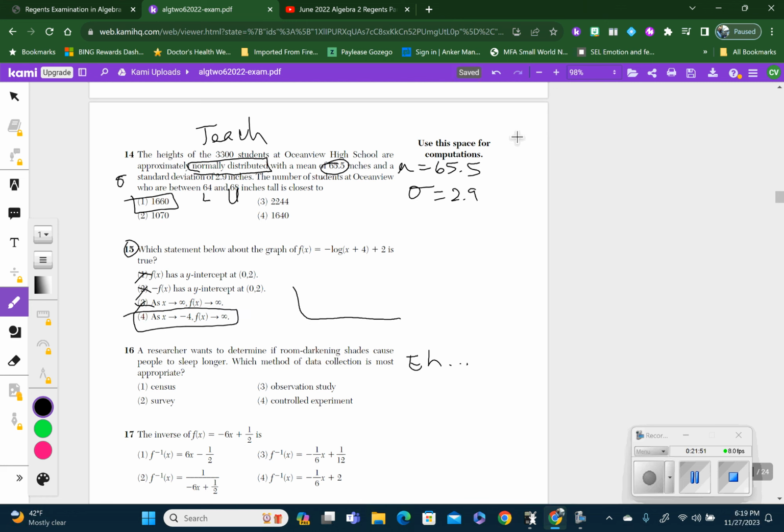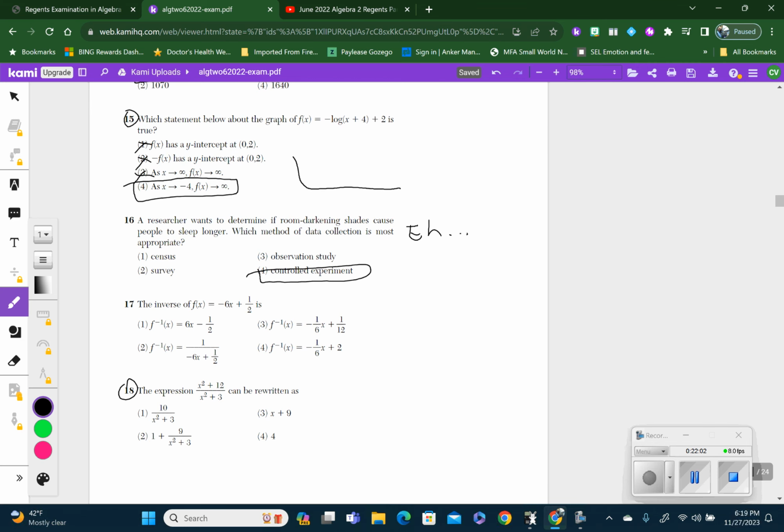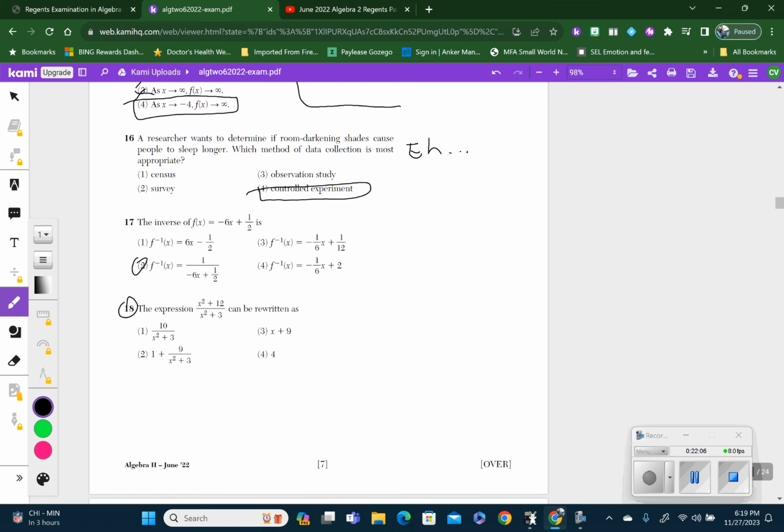Question number 16, as soon as you see there's going to be some sort of experiment, right? Non-room darkening shades, I wrote next to it. Question number 17, if you did it, the answer is number 2. We're going to skip that for right now.